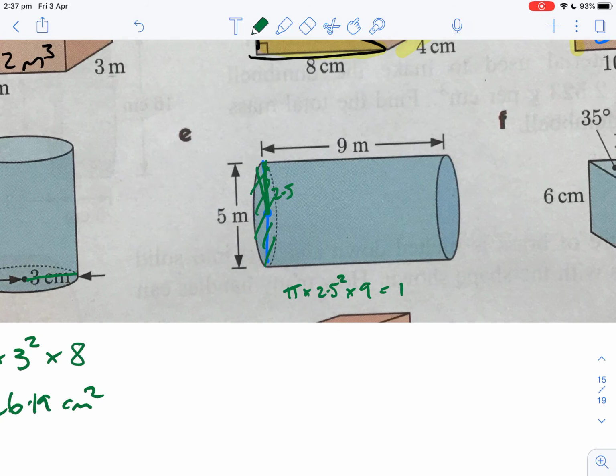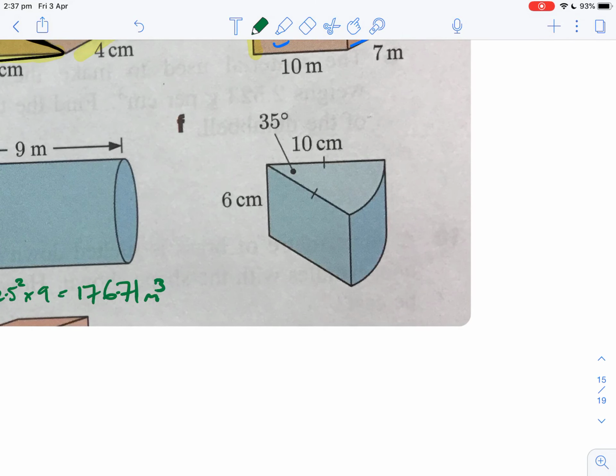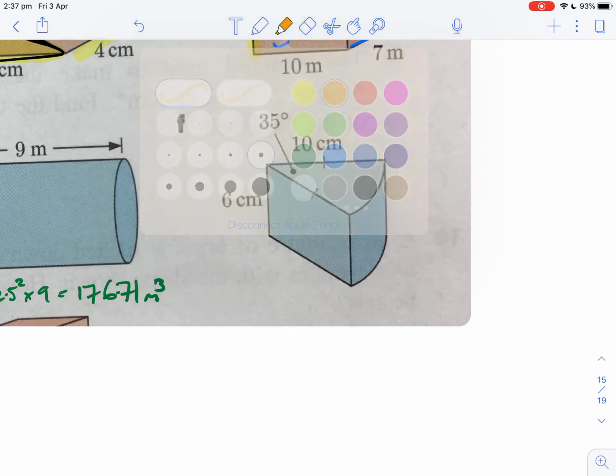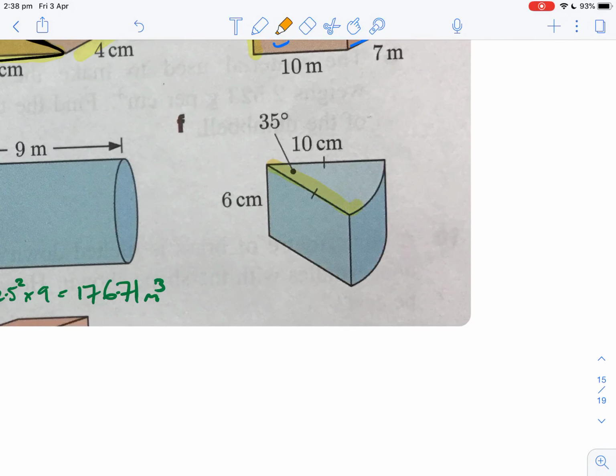And this one here I did do, 176.71 metres to the power 3. Okay, your last one's a wedge, and they do love the wedges as well. Hopefully you'll remember from your previous section how to get the surface area of the wedge. This is just a part of the circle. So basically we're going to use the formula for the surface area of a whole circle, but then times it by what fraction of the circle we've got.